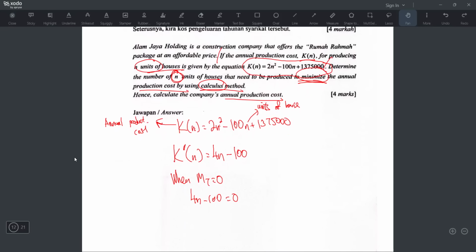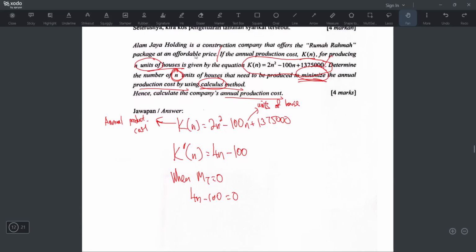But in this case, they never use dy dx. They use like k and n. So it's like dk dn equals 0. But whatever, it's not that important. What is important is you take the differentiated answer equals 0. Okay, now you can find your n. Negative 100 moves there to become positive 100, divide by 4 is 25. So the question asks to determine the number of n, that's your n.